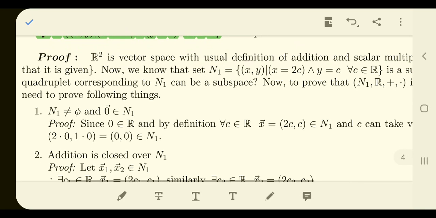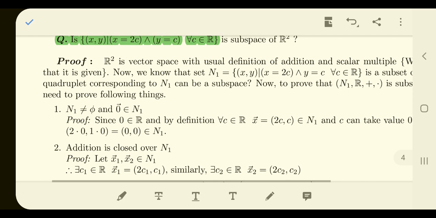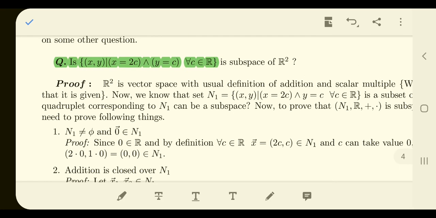Okay, so let's go ahead with this problem. For this problem, first we check whether the set n1 is empty or not, because if it is empty, we cannot say that it is a vector space. You can see that in the definition of vector spaces as well, we have written that the set of vectors should not be empty. So first of all, we need to identify whether n1 is empty or not.